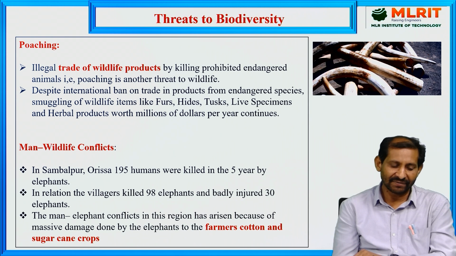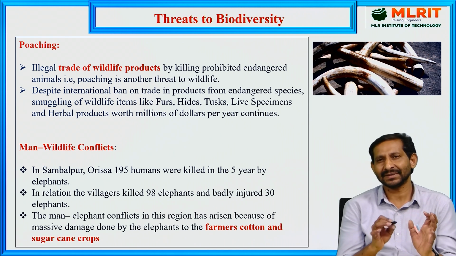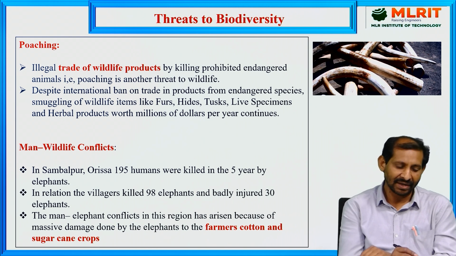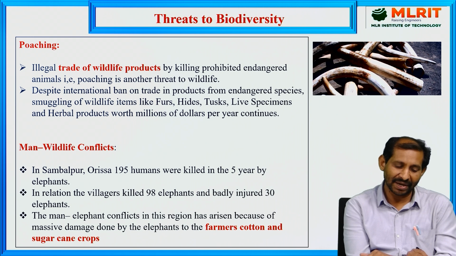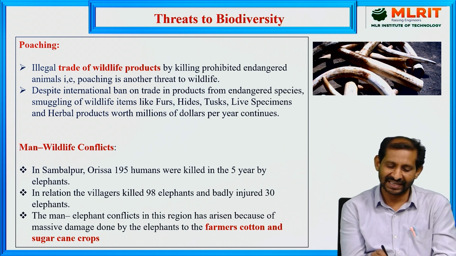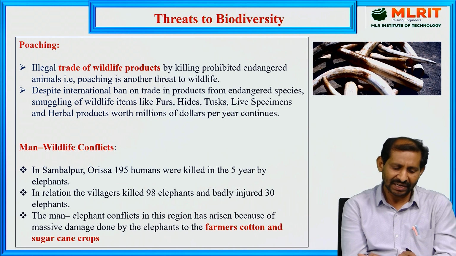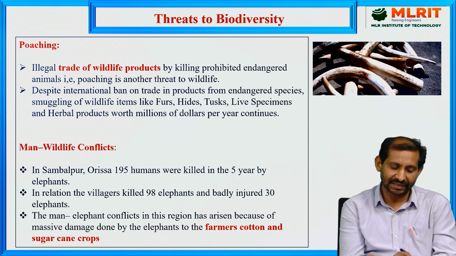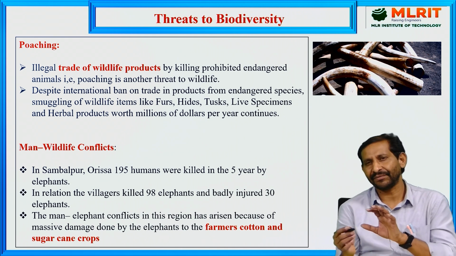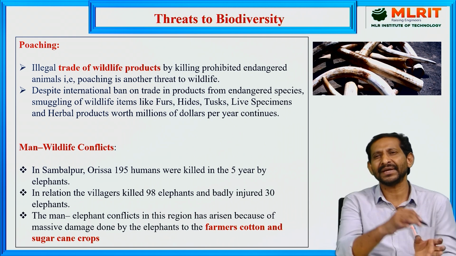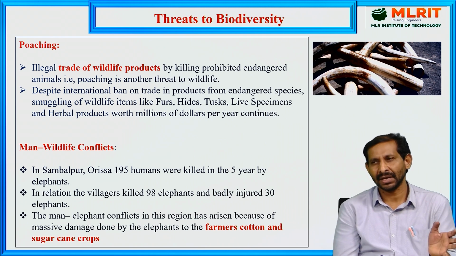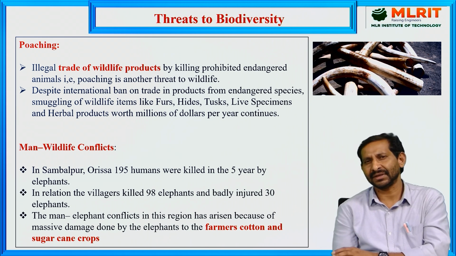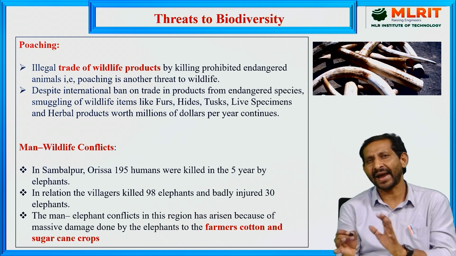Man-wildlife conflicts means conflicts arising between humans and wildlife. Here are some examples. In a case study in Sambalpur, Orissa, 195 humans were killed in 5 years by elephants. In retaliation, villagers killed 98 elephants and badly injured 30 elephants. This happens when elephants come to the agricultural fields and damage crops, and humans immediately kill those animals. So these come under the category of man-wildlife conflicts.